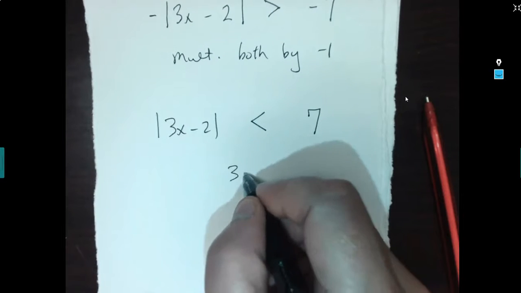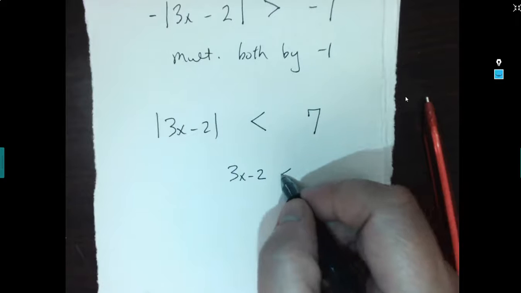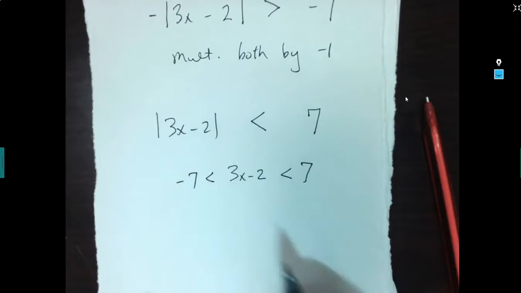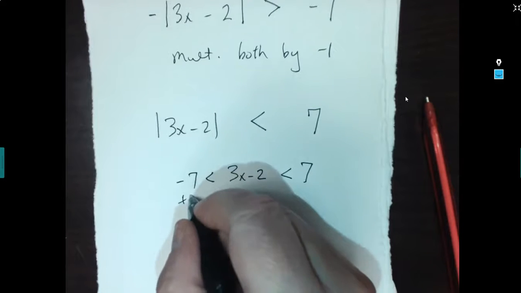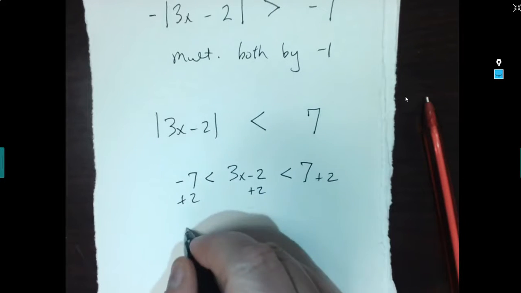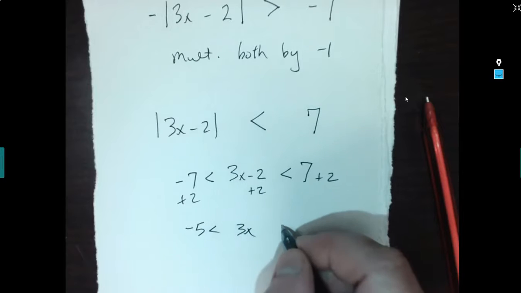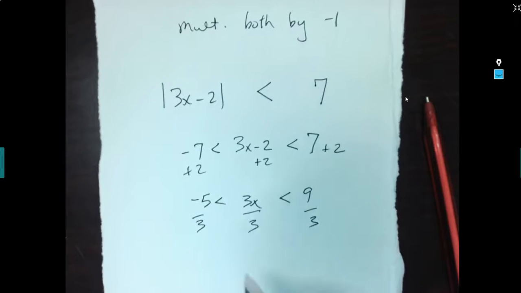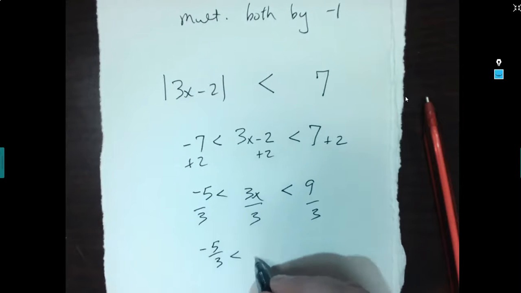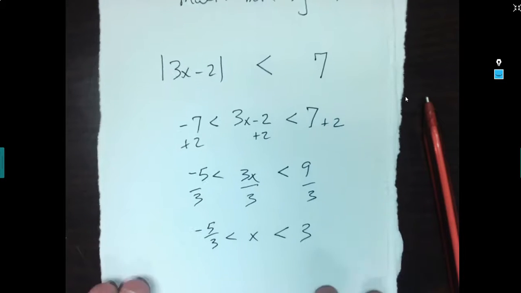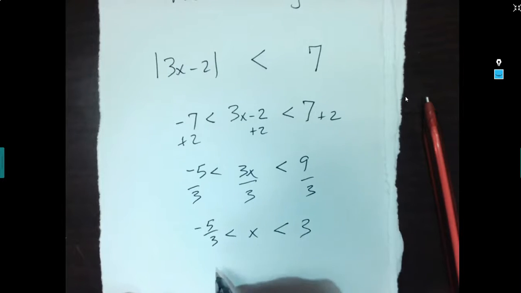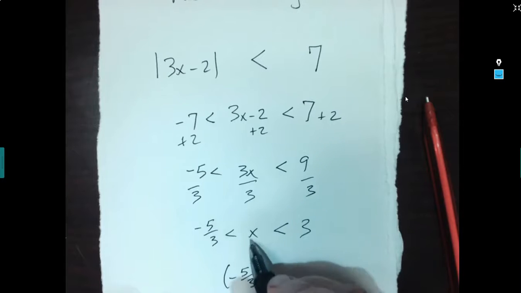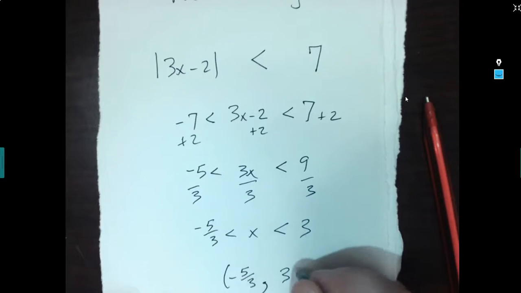And to solve this problem, I drop the absolute value symbols and I encase it in that. And then I have to solve for x. So I'll add 2 to everything. And then I have to divide everything by 3. And so in interval form, I'm going to start at but not include -5/3. And we come up here to 3.